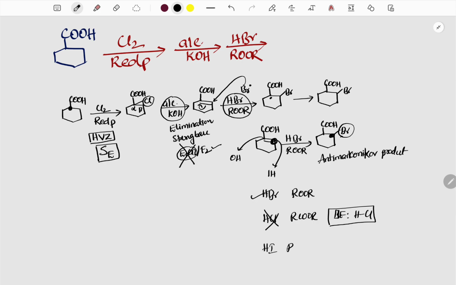With HI in the presence of peroxide, the bond enthalpy supports forming an I radical, but the I radical combines with another I radical, forming I2. So because of these two reasons, HCl and HI do not show the peroxide effect. HCl because of the bond enthalpy, HI because of the dimerization of I radicals.